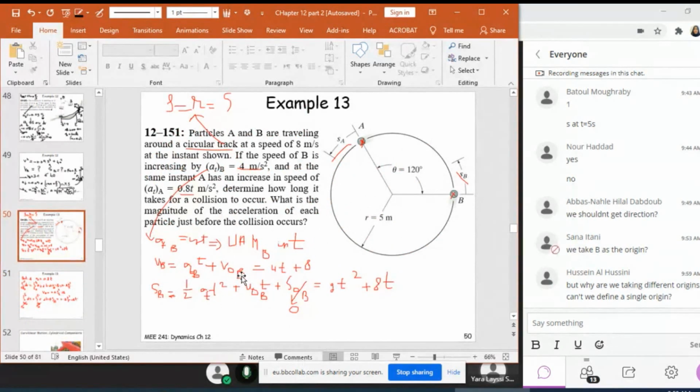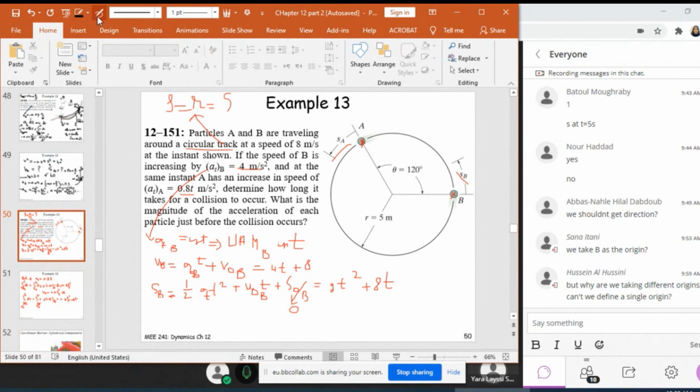I have different origins. I cannot say here in this case that SA is equal to SB. I cannot say this like we did in the rectilinear problem because here I have different origins. So I cannot say that the collision occurs when SA is equal to SB. Never, because I have different origins. If I take the same origin, like the position of A at t equals 0, then I can say that SA is equal to SB. But since here I have different origins, I cannot say this, all right?